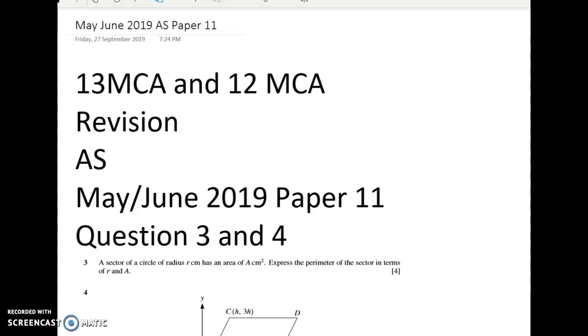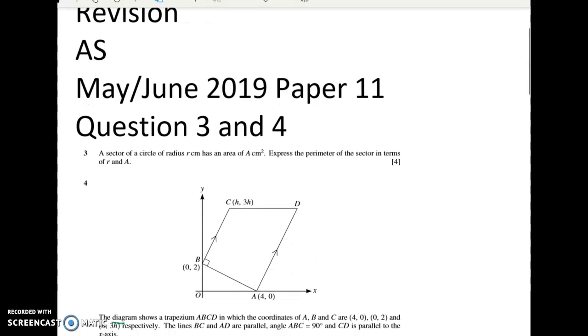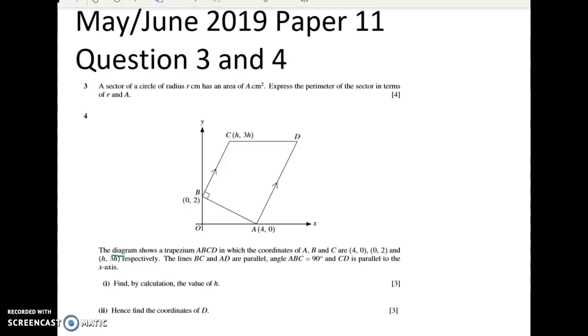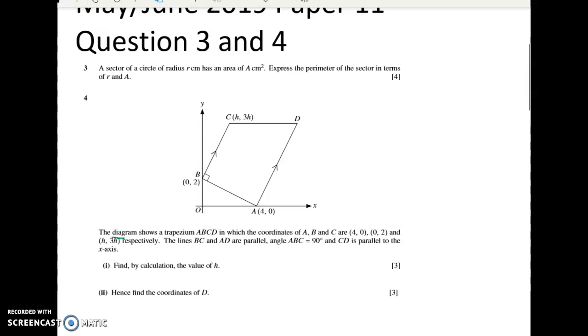Here are questions 3 and 4 from the May 2019 AS paper. So the first one's a geometry one, and then the second one is one about a trapezium, and you can solve that one in 2 different ways. So I want you to pause the video now and have a crack at both of those questions, and then I'm going to work through them.